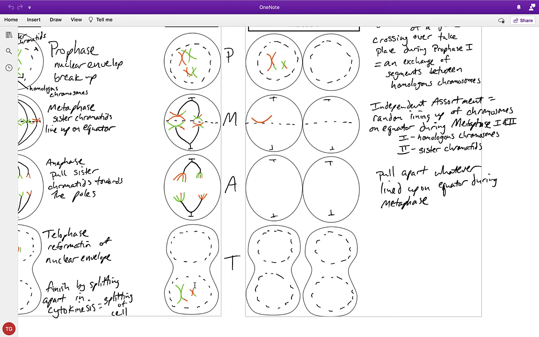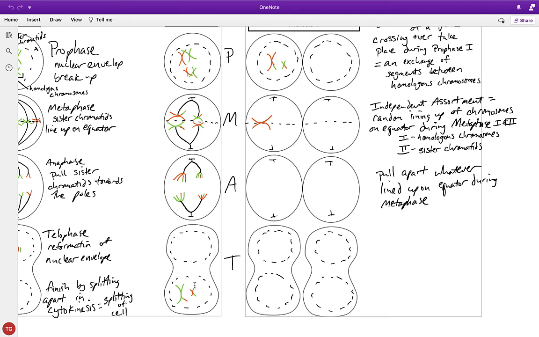Now, what I haven't drawn in here yet is the little green chunk. So what we've got going on is I know I need a green chunk, but is it on the top or is it on the bottom? Well, that's the independent assortment again, right? I'm going to go ahead and add that to the bottom, okay? But it could have been on the top.